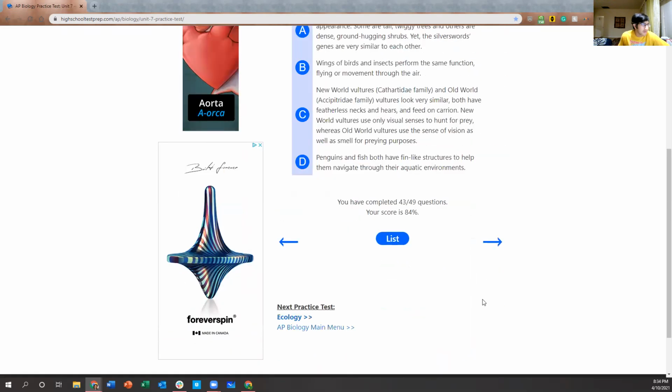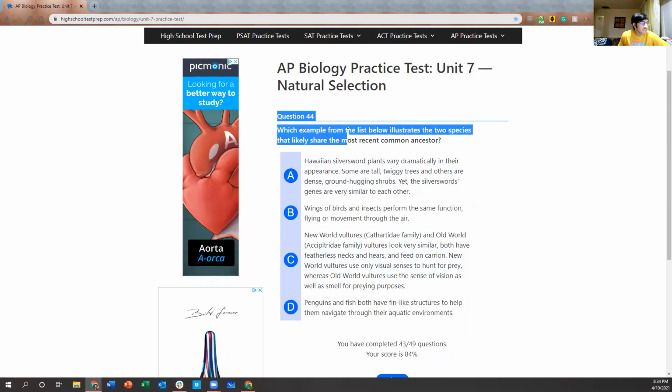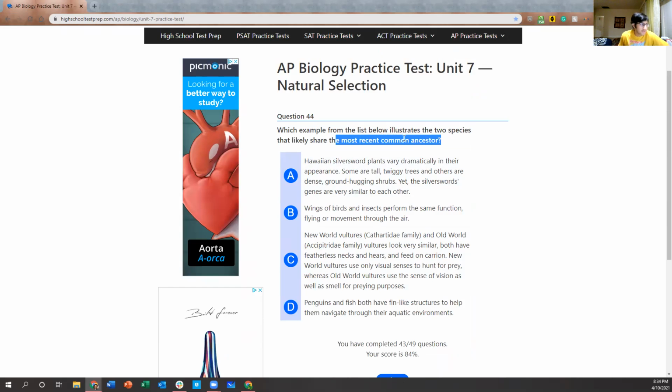Let's not worry about this one yet. Which example illustrates a most recent common ancestor? We should show which of these has the most recent common ancestor. I'm going to immediately eliminate D, because just because they have fin-like structures to help them navigate through, that could be convergent evolution. That could be analogous structures rather than common ancestry.